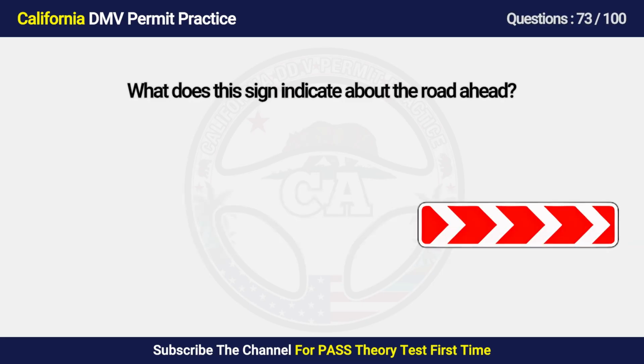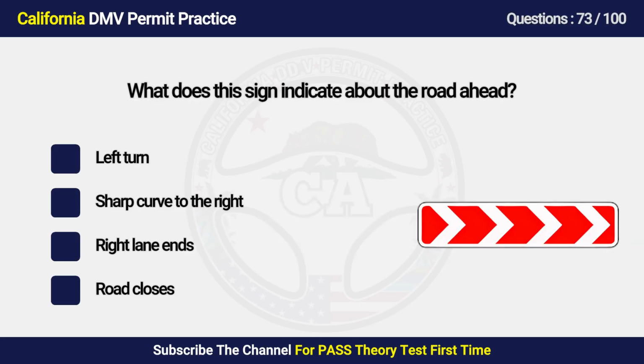Question 73. What does this sign indicate about the road ahead? A. Left turn. B. Sharp curve to the right. C. Right lane ends. D. Road closes.